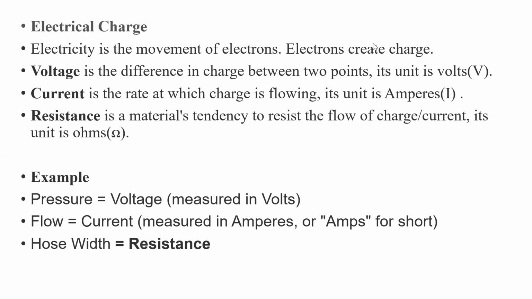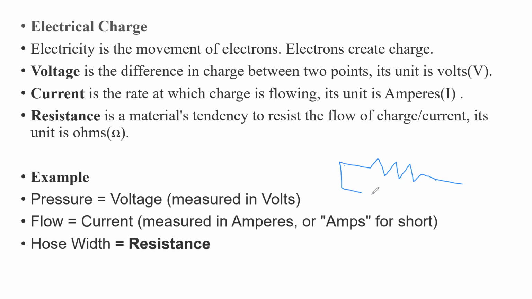Suppose I am connecting one resistor, so what is the voltage across these 2 points? A resistor is connected like this. What is the voltage across these 2 points? That is the voltage. So the difference in charge between the 2 points is called voltage. Its unit is volts. And we have electromotive force also.